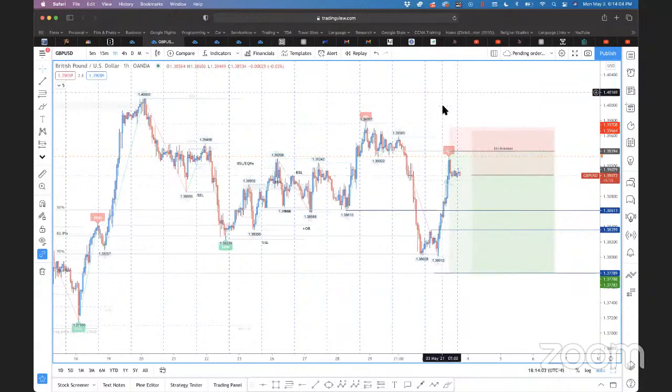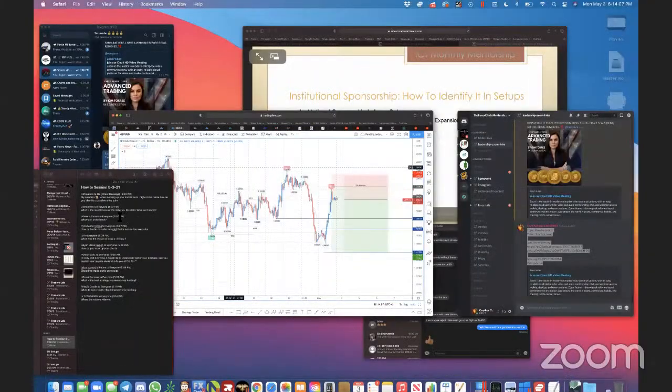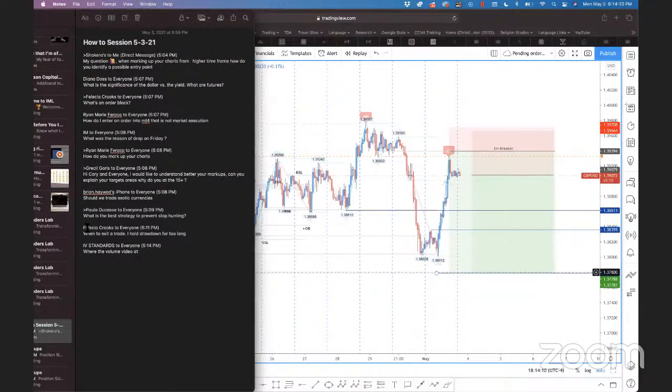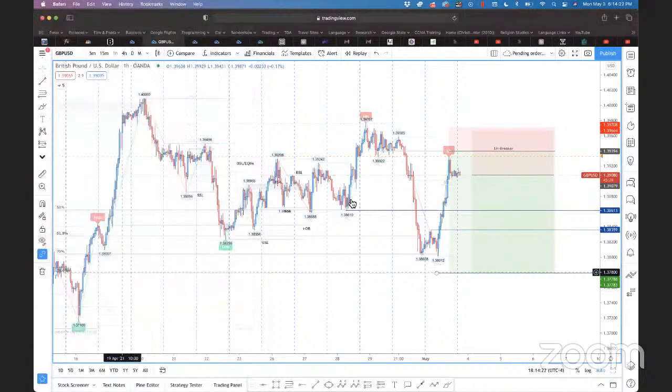So that is going to answer that. You don't hold drawdown long. You stick to the plan. If you lose, you lose. You take your loss and you look for the next setup. That's how you trade.